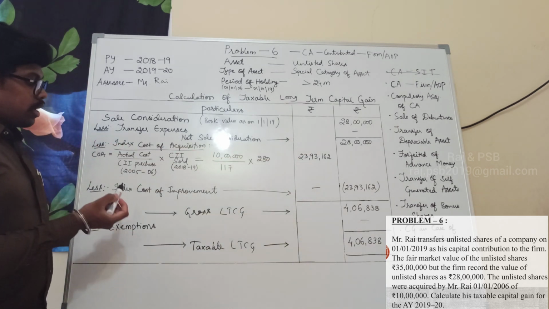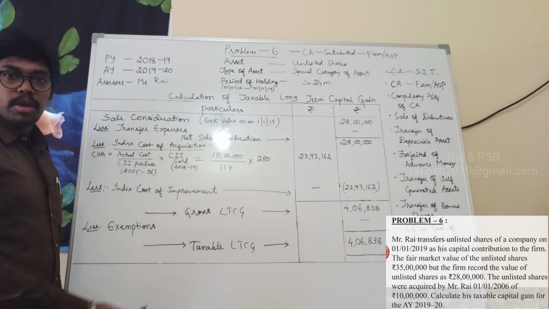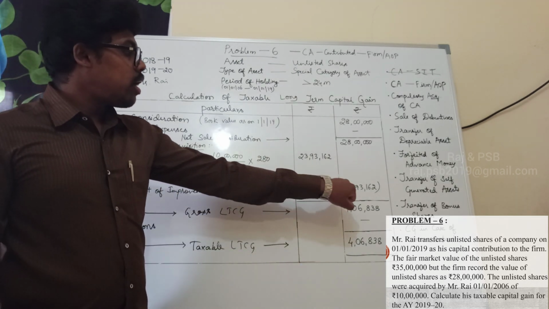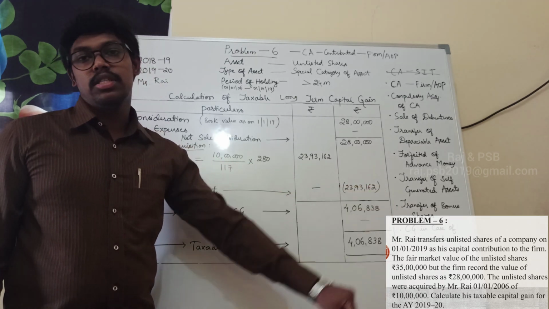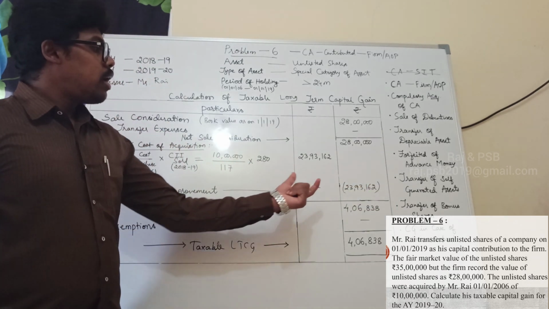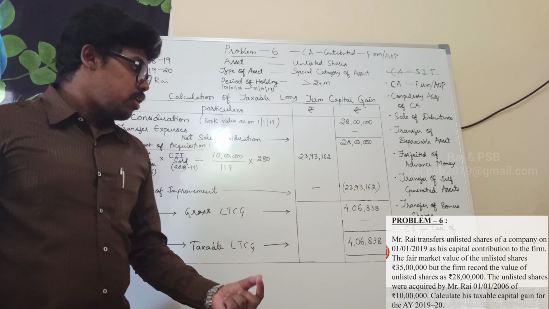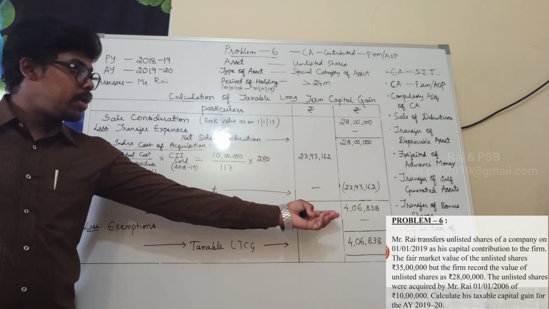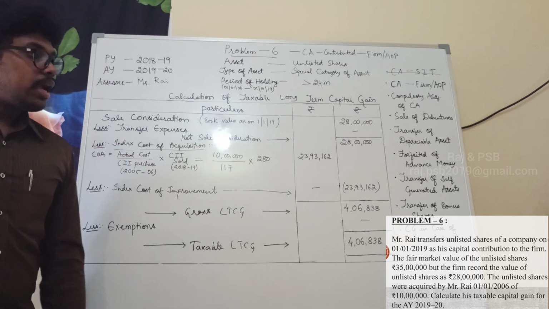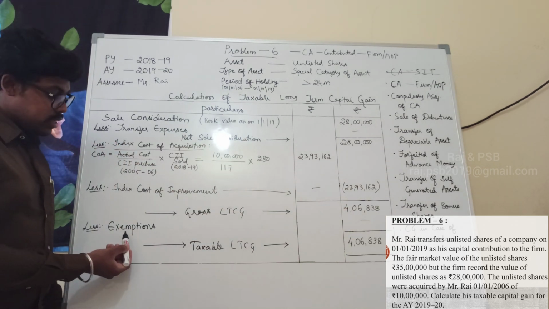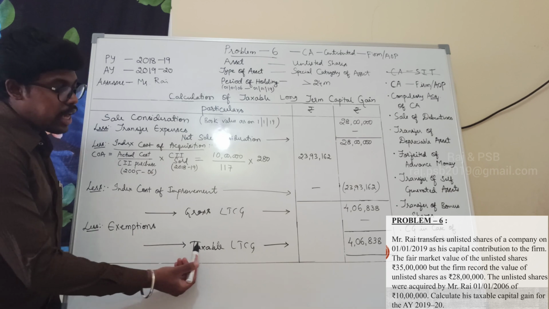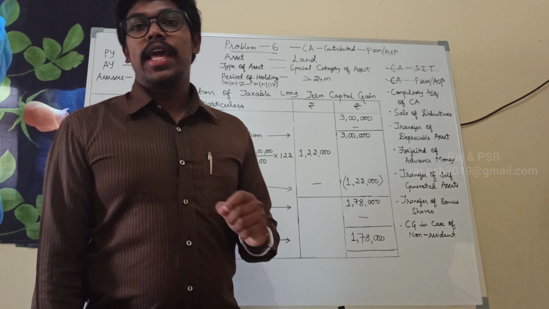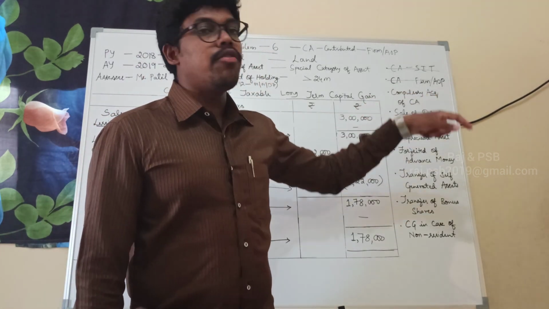23,93,162. Okay, next, less index cost of improvement, as there is no improvement cost, so it is nil. So again 23,93,162 will be carried forward and shown as a negative value, and gross long term capital gain will be 4,06,838, and less exemptions, there is no exemption, so taxable long term capital gain is 4,06,838. Okay, next topic is compulsory acquisition of capital asset.